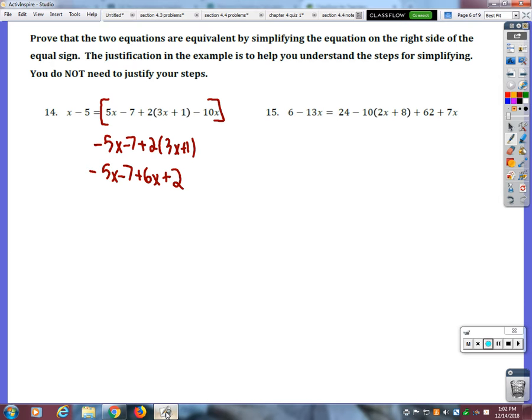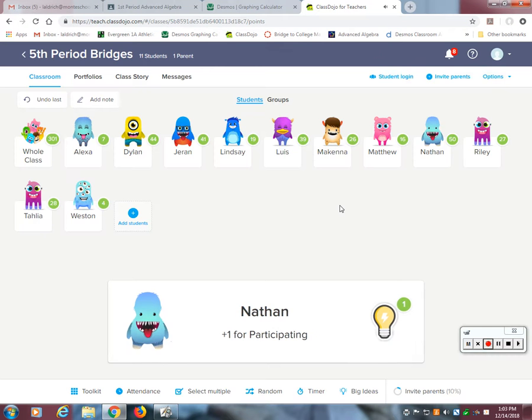Oh, so remember, like I was telling Riley, we're not solving this equation, we're just simplifying this side. So how can I simplify this? Okay, so negative 5x plus 6x is 1x, or just x, and then negative 7 plus 2 is, what's negative 7 plus 2? Nope, this is negative, that's positive, so it's negative 5, okay? So they're the same, yeah. And I think they're going to be the same each time. I don't think they're ever throwing us a curveball and having it not work out, but I guess we'll see.